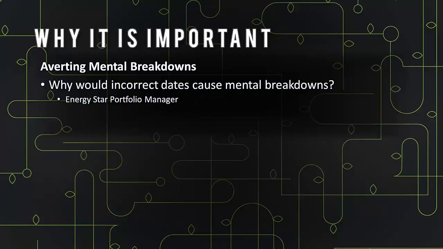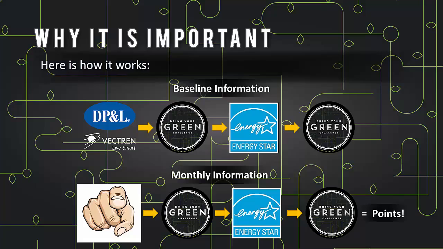So, third reason, and maybe not the most important, but it feels the most important every day to me, is averting mental breakdowns. So why would incorrect dates cause mental breakdowns? This is something that people are always very curious about. Basically, it's because of Energy Star Portfolio Manager. Brilliant system that it is. So here's how the system works in general.